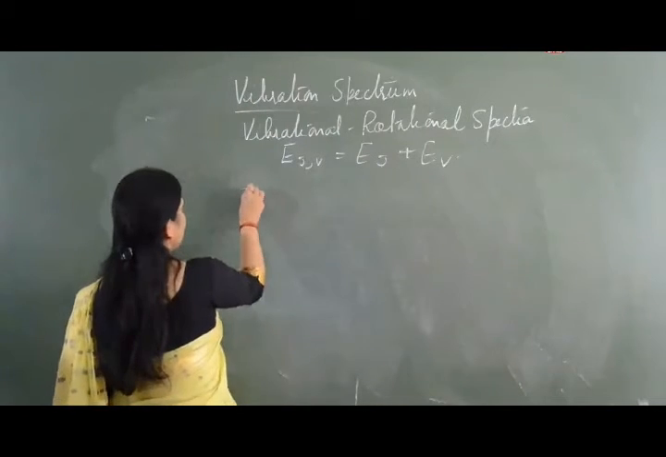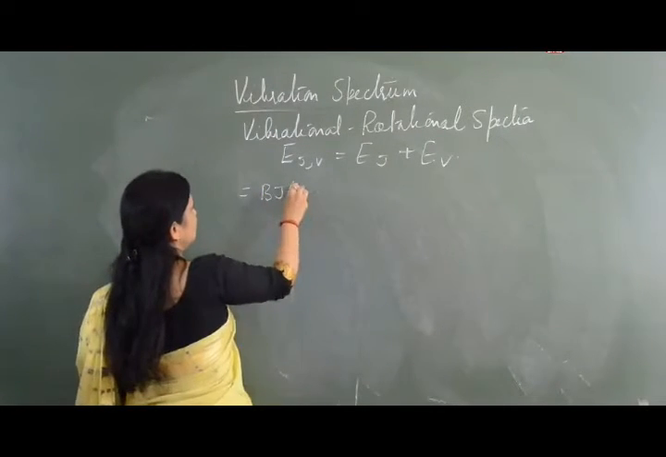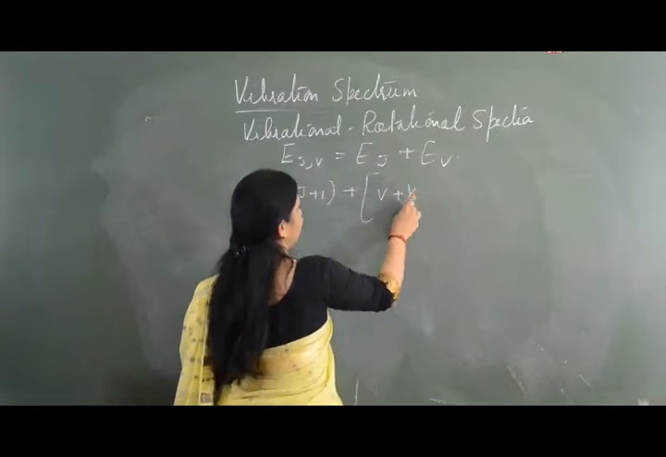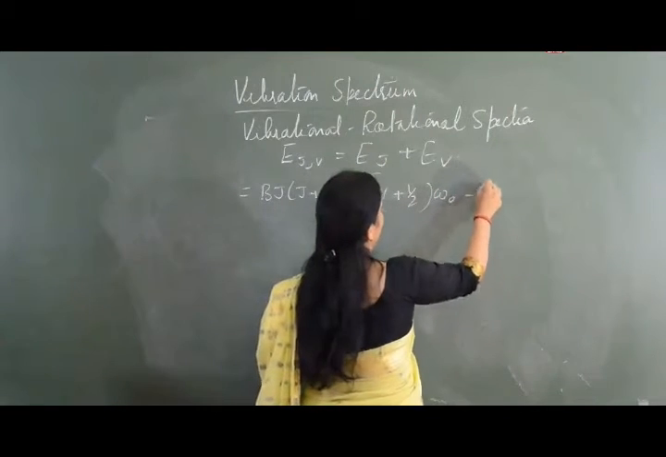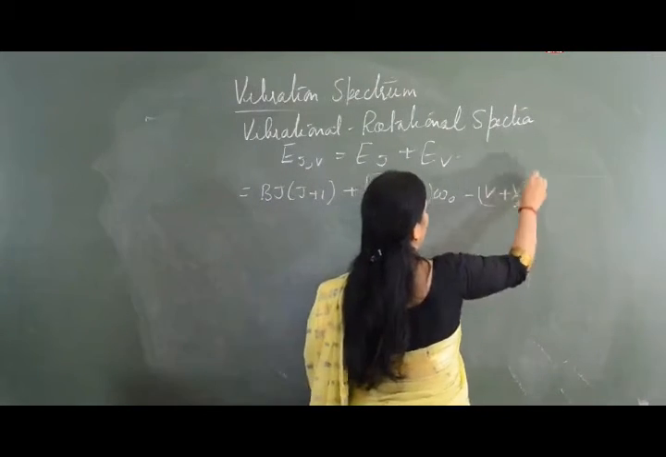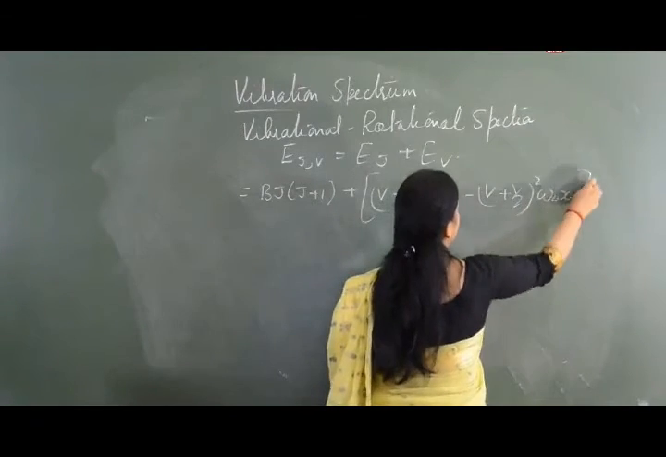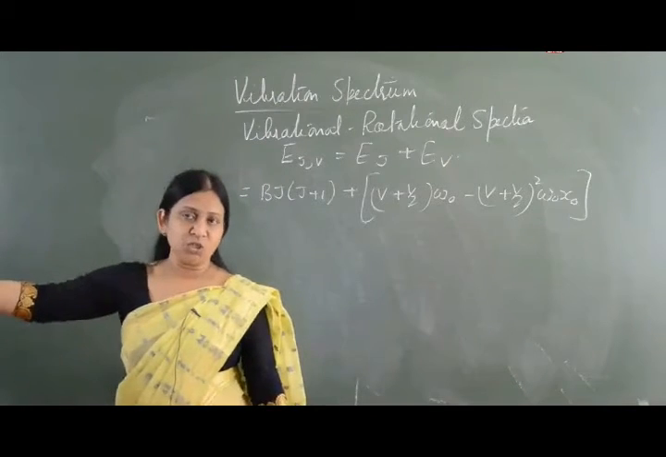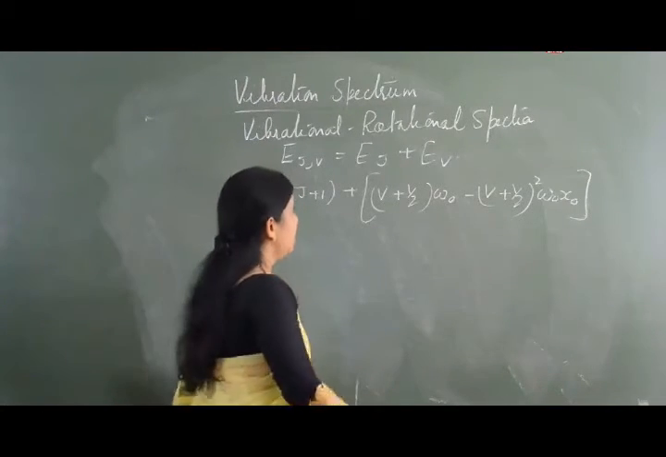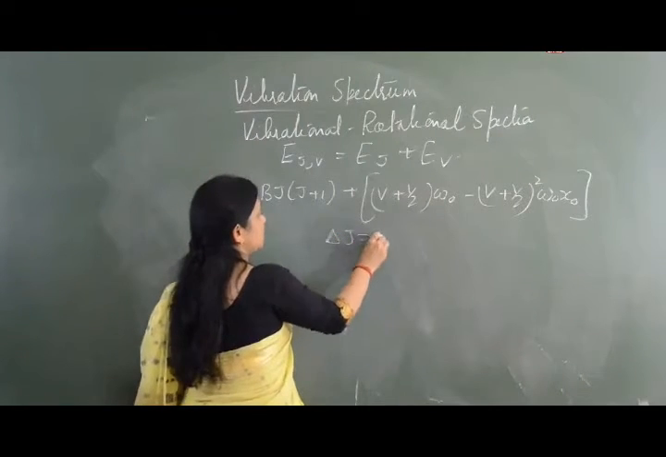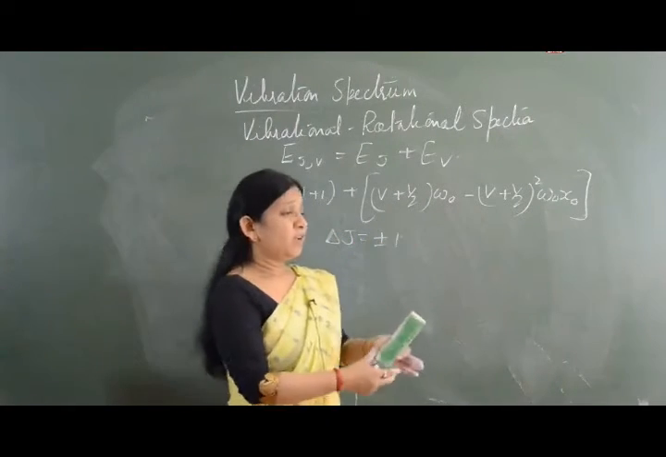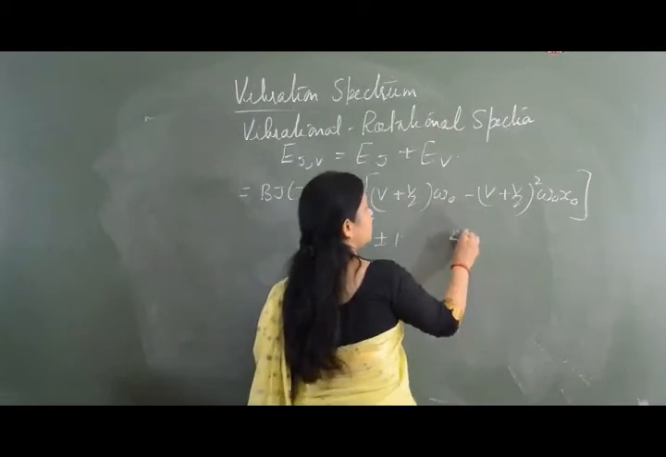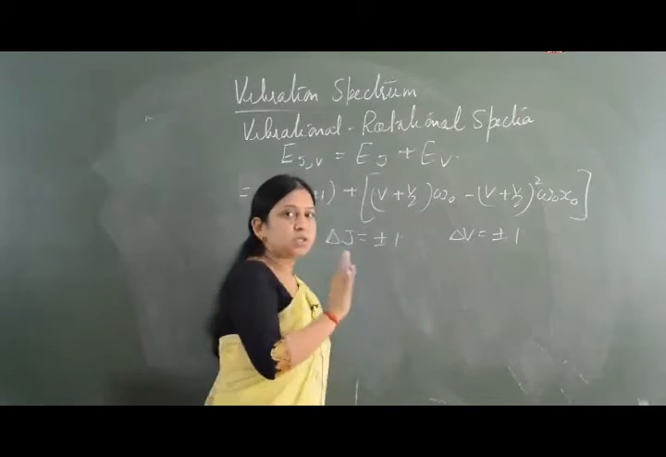So, if we write the two equations, I get B J (J plus 1), this is for E J, plus (V plus half) omega naught minus (V plus half) whole square omega naught x naught. So, this is the equation when we consider vibrational and rotational spectra together. But by default, here delta J is plus minus 1. Even if we are considering unharmonicity, even then the selection rule for vibration will be plus minus 1.